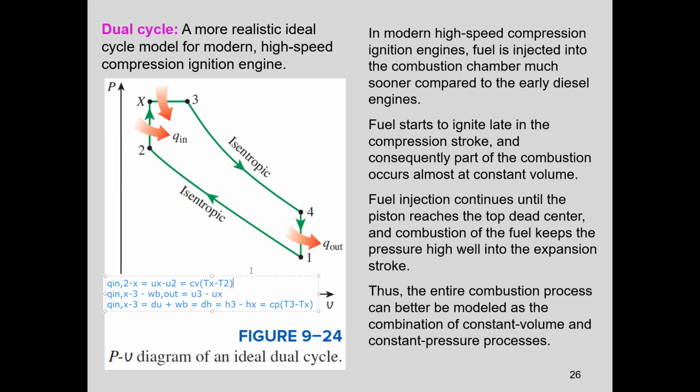Okay, let me ask you the same question I asked you before. Why is it Cv here when we express UX minus U2? We have Cv delta T. When we express H3 minus HX, we have Cp delta T. Why is it Cv here? Why is it Cp here? So tell me, first question, why is it Cv here, not Cp?